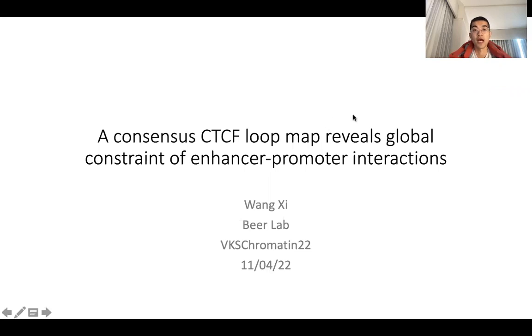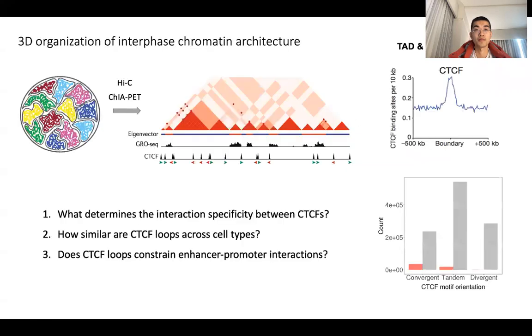I'm excited to present my project at the Keystone Symposium on Higher Order Chromatin Architecture, and my title is A Consensus CTCF Loop Map Reveals Global Constraint of Enhancer-Promoter Interactions.